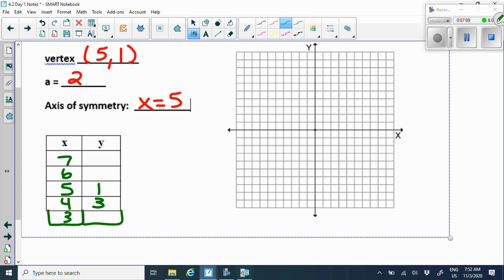And of course, 6 is going to be the same. And then for 3, we get 9, so 7 is going to be the same. Let's go ahead and plot these points. So 5, 1, 2, 3, 4, 5, and then up 1. And then I do 4, 3, so 3, and then 9. So notice we do open up, so we did this correctly, and our vertex is a minimum.